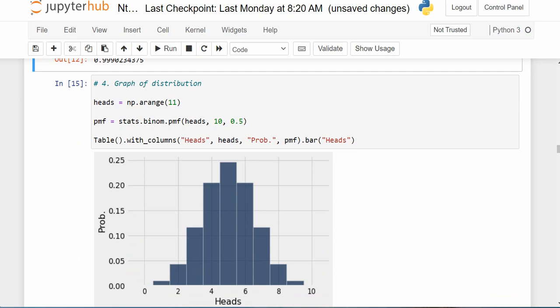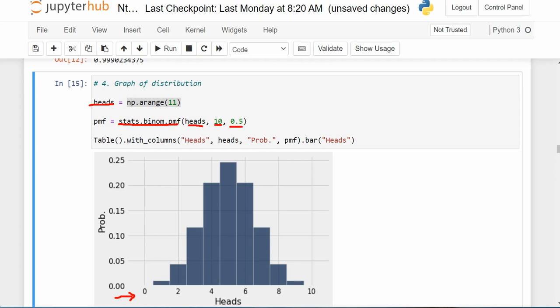Okay, so notice we're doing NumPy range to 11. So 0, 1, 2, 3, all the way up to 10. We're going to get these values that are shown along the x-axis here. And then we're going to get the probability that they happen. Okay, so don't worry too much. We're using this stats.binom.pmf. Again, we have this array called heads that we're calling to go in here, and it's just the numbers 0 through 10, all the integers 0 through 10, inclusive. Okay, this means 10 trials, and the probability of success is 0.5.